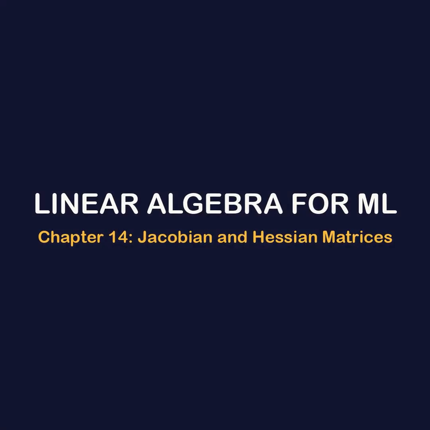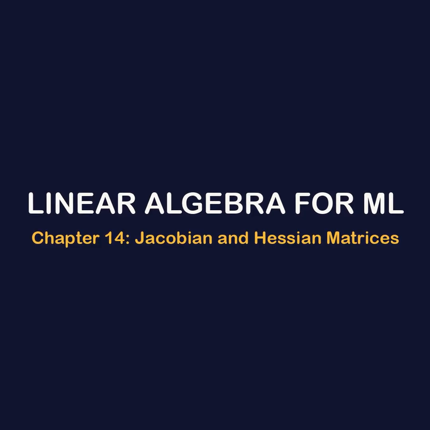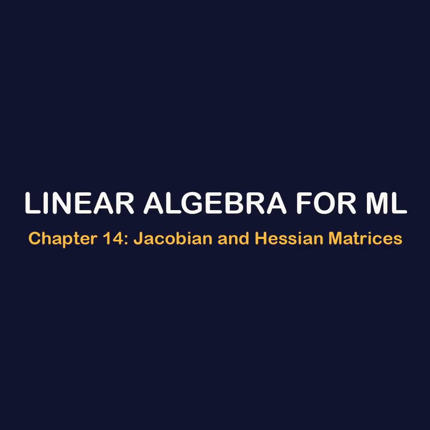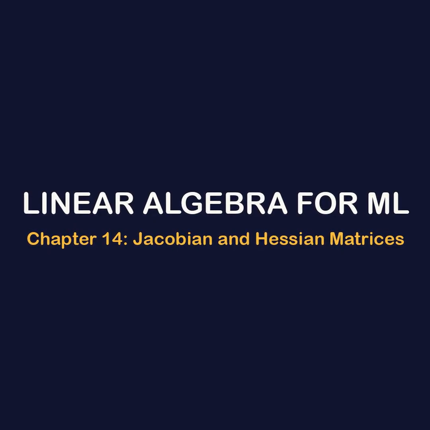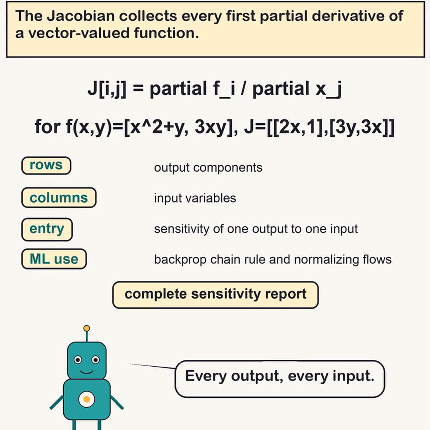Linear algebra for machine learning. Jacobian and Hessian matrices. Calculus joins the story. Jacobians explain first-order sensitivity. Hessians explain curvature, and both turn neural networks from black boxes into chains of local linear maps. The Jacobian is a matrix of first derivatives.